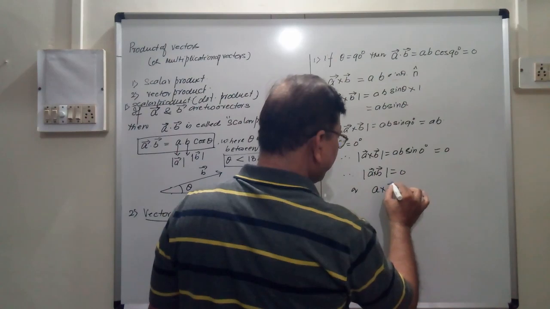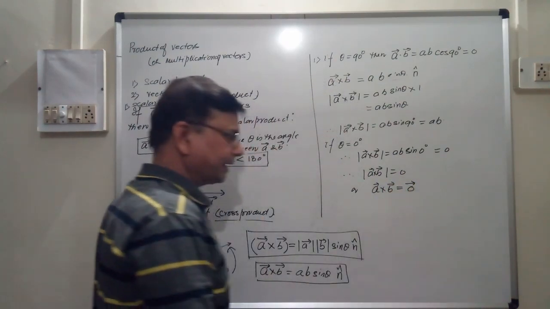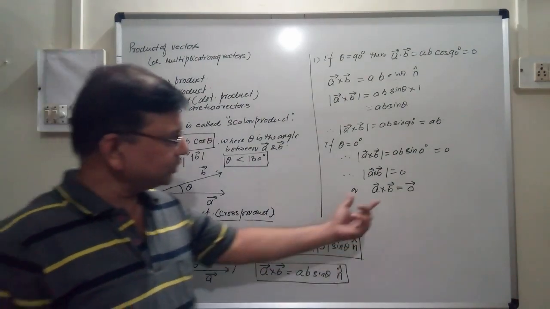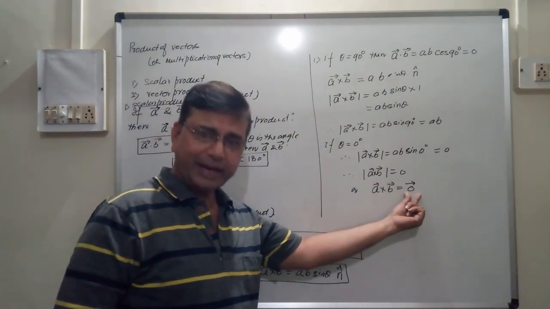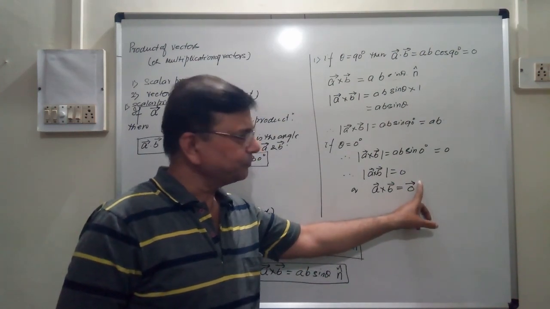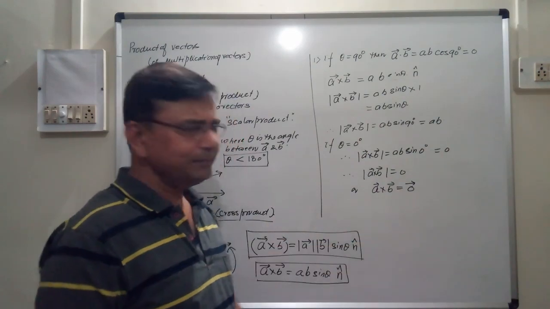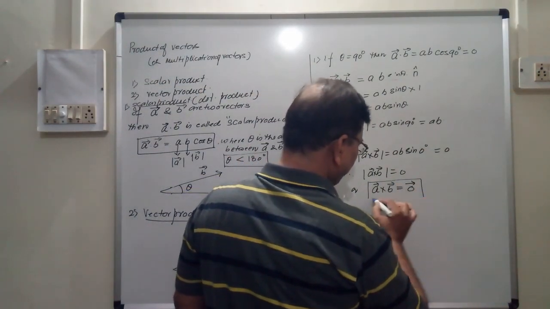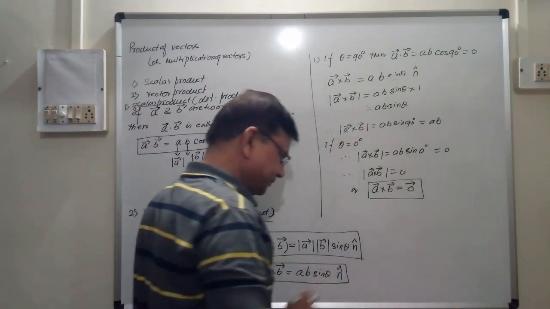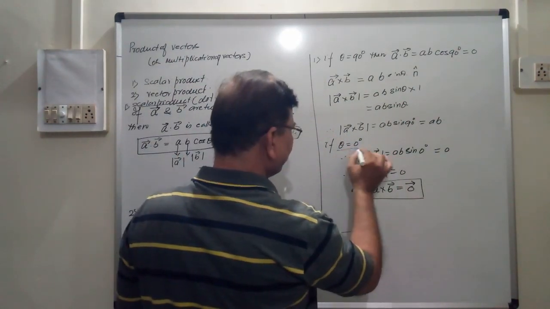Or A cross B will be a 0 vector. A cross B is a vector. Here I have taken the magnitude. It is a 0 vector, that is why I put an arrow at the top. If you are taking the magnitude of this, it will become 0. So this relation you have to remember. It is very important. And what about if theta is 0?